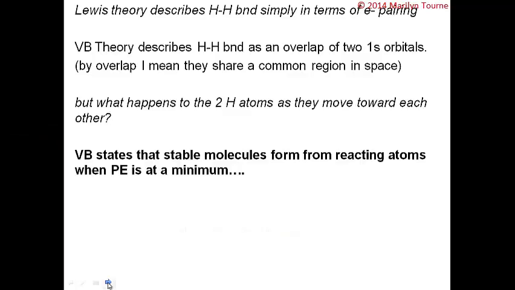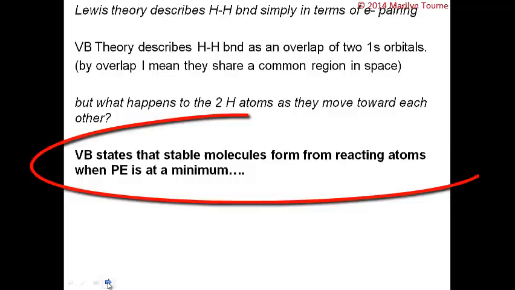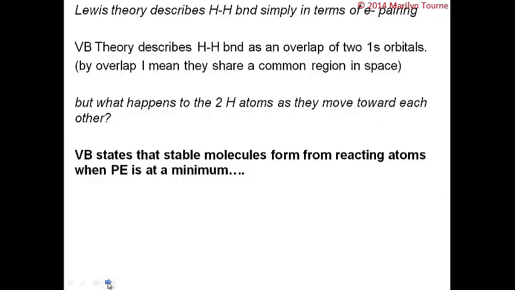Again, Lewis theory describes the H-H single bond simply in terms of electron pairing. But the valence bond theory describes the H-H single bond as an overlap of two 1s orbitals. And by overlap, I mean they share a common region of space. But what happens when these two hydrogen atoms move towards each other? The whole point of this theory is that stable molecules form. They form because the potential energy of the reacting atoms is less than if they were apart. That's the whole point for things coming together, and that coincides with, remember, filling the octet, because there's less potential energy to be together than to be apart.